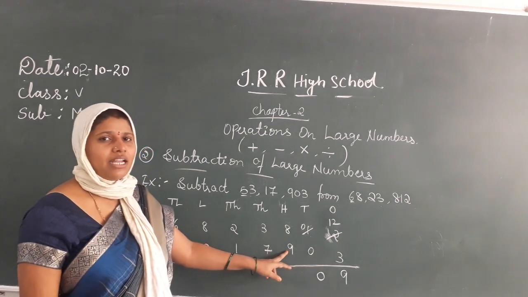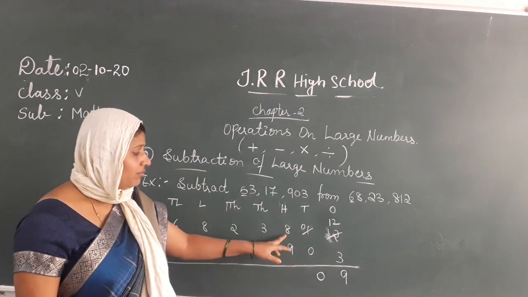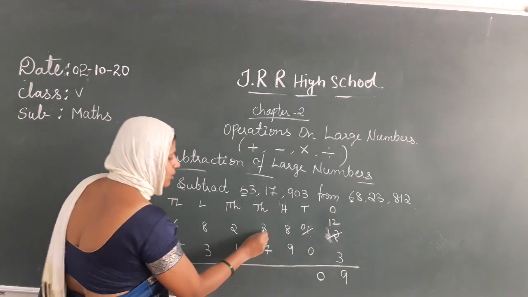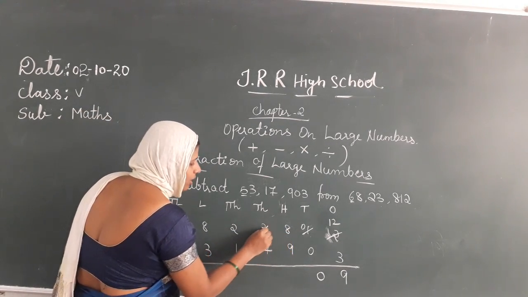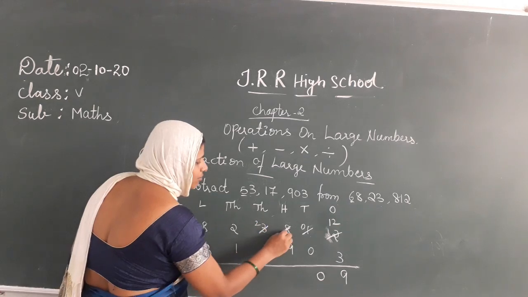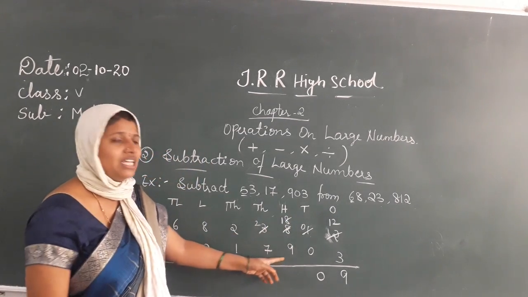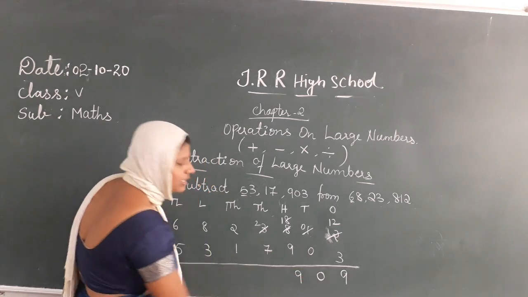8 minus 9. Can you subtract 9 from 8? No. So what do you have to do? Again you have to take a borrow. So now you take a borrow from here. Now it becomes 2 and it becomes 18. So 18 minus 9, how much? 9. 18 minus 9 is 9.